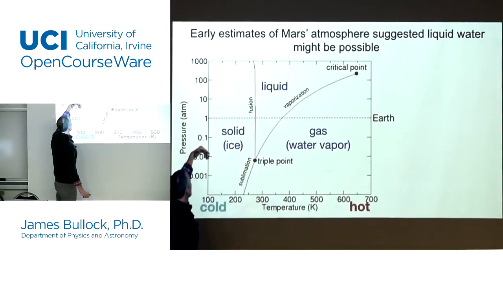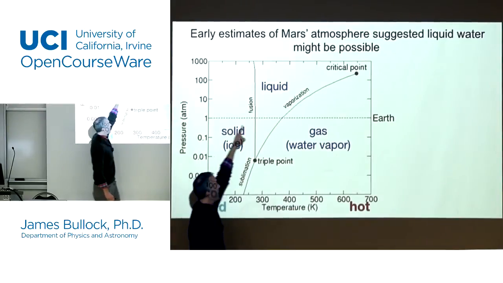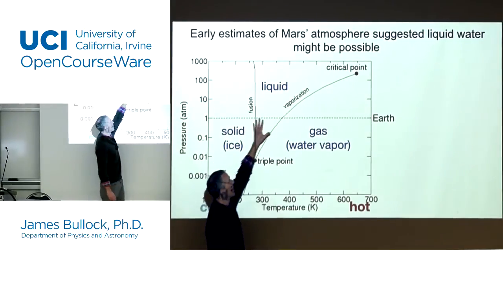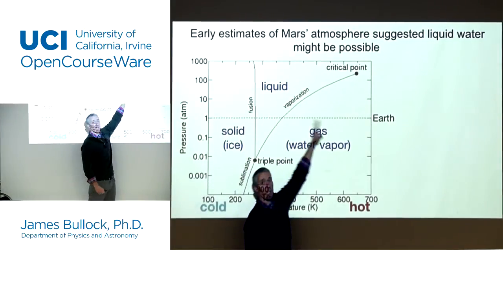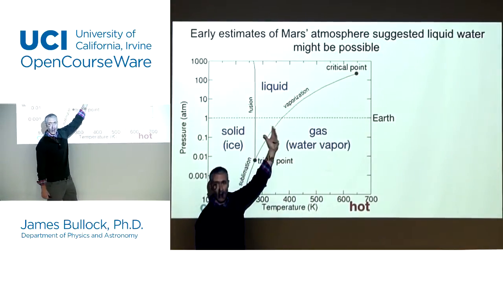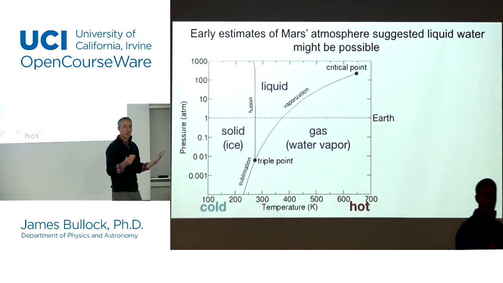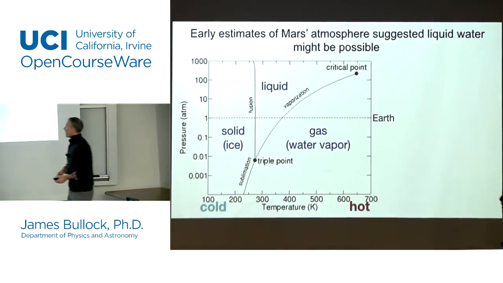Okay, and so at 1 atmospheric pressure, that's like what we feel here in this room, that would be along this line. And so when it's cold, you have solid ice. When it gets hotter, you have liquid water, and when it gets really hot, you have steam. And so there's this fairly wide range of temperatures where you can have liquid water, okay? And that's basically most of the temperature conditions on Earth, right?